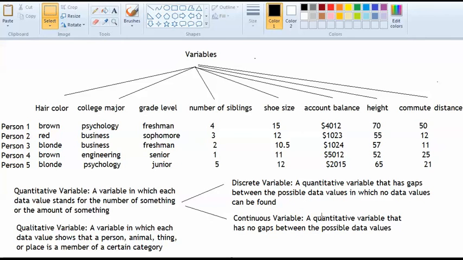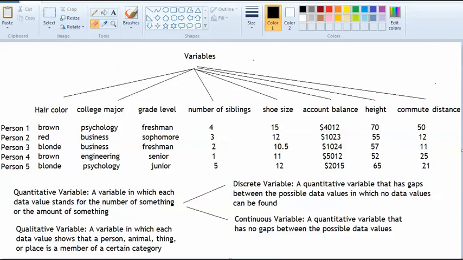A continuous variable is a quantitative variable that has no gaps between the possible data values. In other words, a continuous variable is a quantitative variable that has a continuous or solid stream of possible data values. Variables such as height and weight are continuous. When you get your height or your weight measured with one of those old-fashioned scales, the scale moves continuously. In other words, it moves smoothly. It doesn't jump from one value to the next.